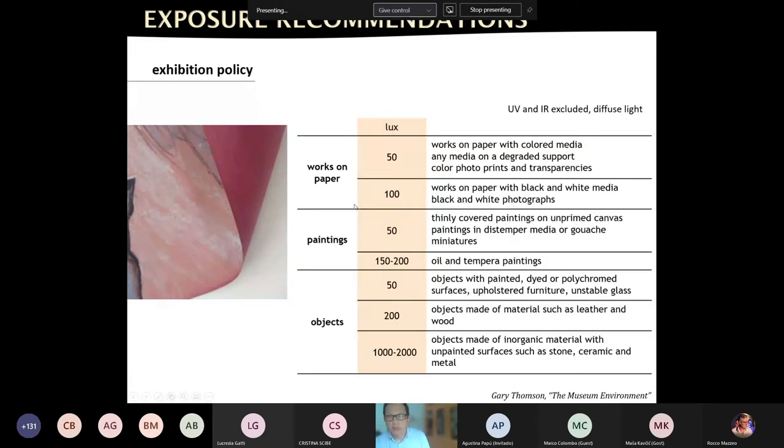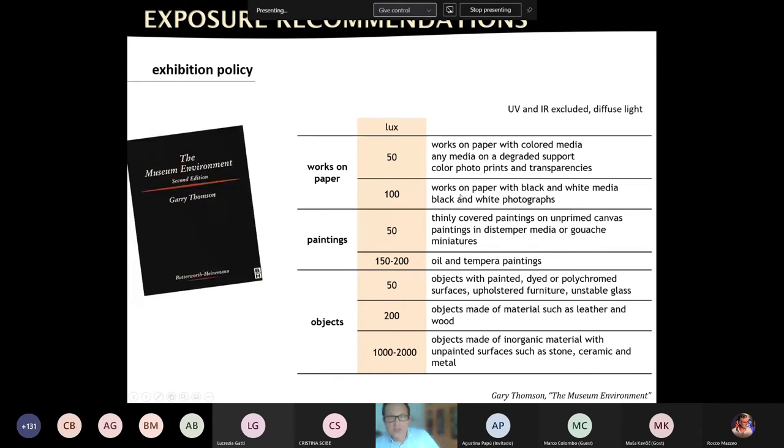And these exposure recommendations are in the conservation literature. You will find many concepts, many illumination rules for different classes of objects, and probably the best known book on the topic is by Garry Thomson, The Museum Environment, in which the author shows some limits for different classes of objects, limits of intensity of light expressed in photometric units, in luxes. And you see this value, 50 luxes, which is recommended in the conservation literature for works on paper, photos and other materials which contain organic dyes.